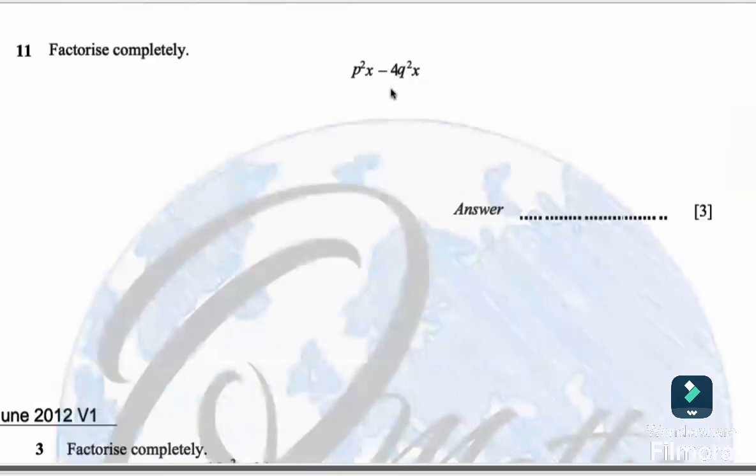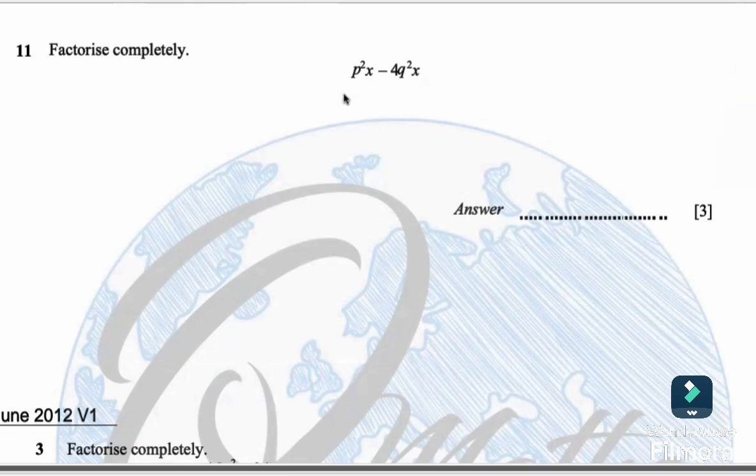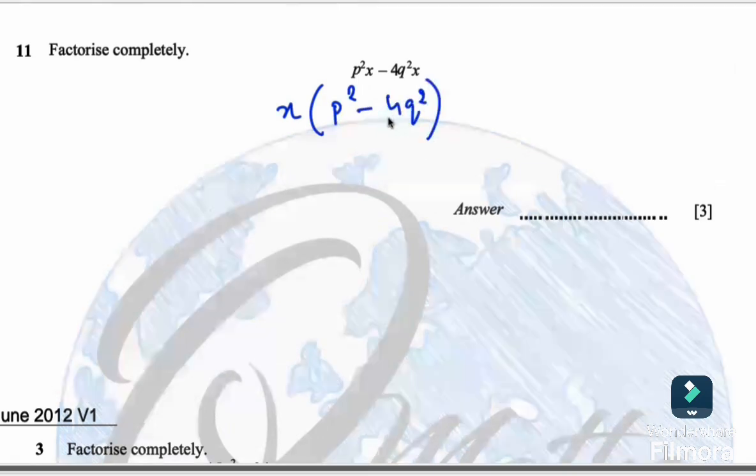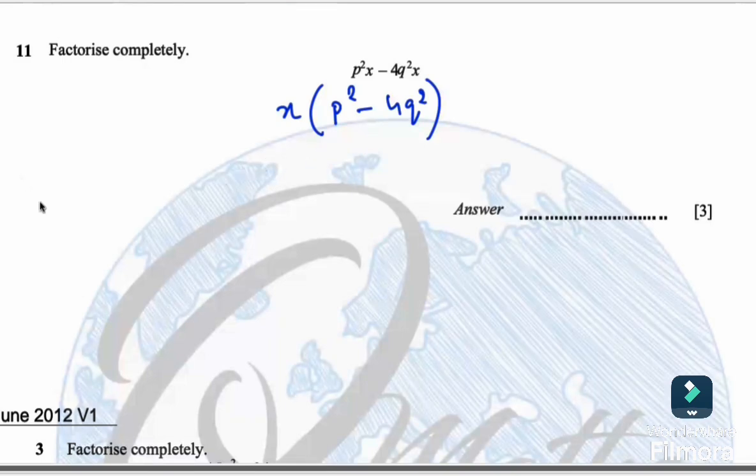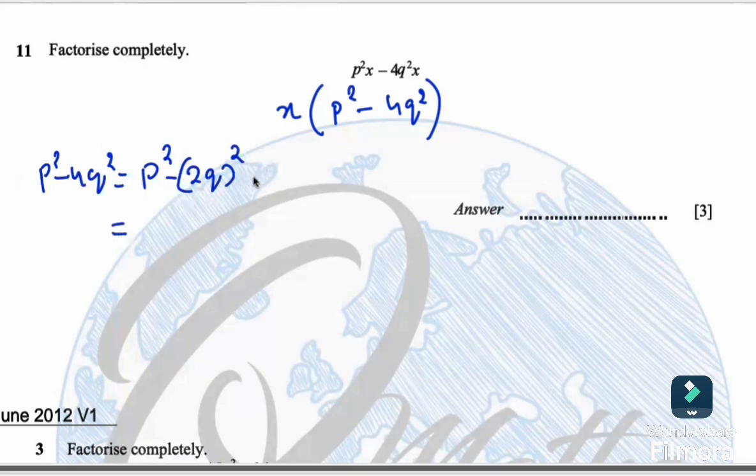So the next question we are having is to take the common out. First of all, just take the common out. So x into p square minus 4 into q square. See, in this situation, when both of the numbers are square numbers, what you have to do, write them in their root form first. For example, p square minus 4q square, we can also write it as p square minus (2q) whole square, isn't it?